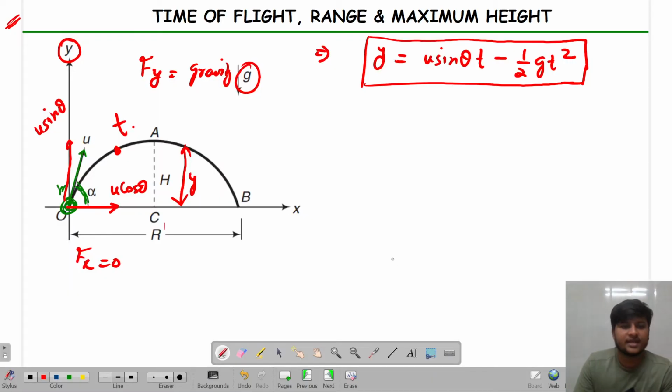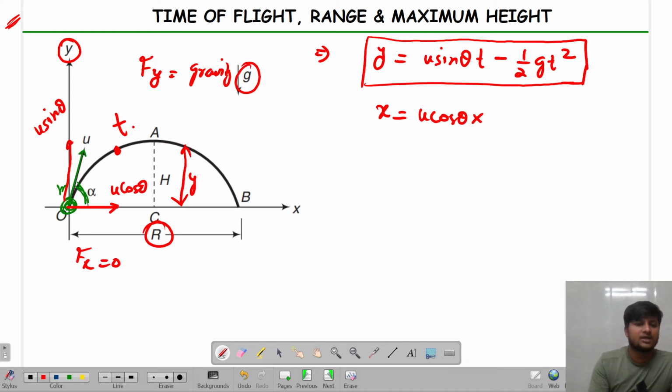Second case is for the particle following the horizontal path, which we call the range R. For the horizontal path, you have a horizontal initial velocity, that is u cos theta. Try to understand: if the particle has reached over here in time t, it has a y coordinate and an x coordinate. So x comma y: x is given as u cos theta times time t, while y is given as u sin theta times t minus half g t square.